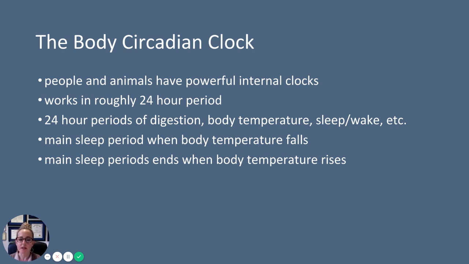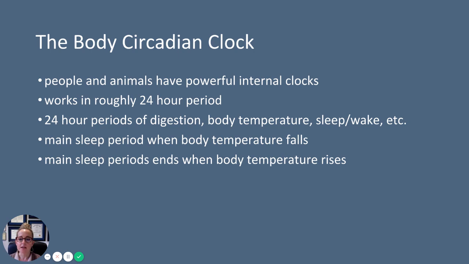Now in humans and other animals, this 24-hour period has all sorts of different things that follow it. So it tells your body when to do more digestion, when your body temperature should be high and low, and when you should be sleeping and waking. And you can track these things on people. You can measure, for example, body temperature over time. And if you measure your body temperature over time, you can see your own circadian rhythm. We'll show a figure of that in a second.